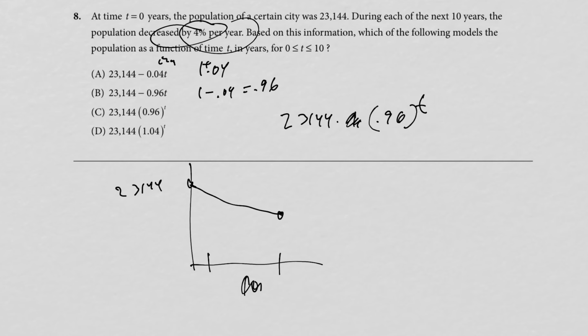So this question is going to be something like this. It's going to be times 0.96 to the t power, not minus, but times. And this is choice C.